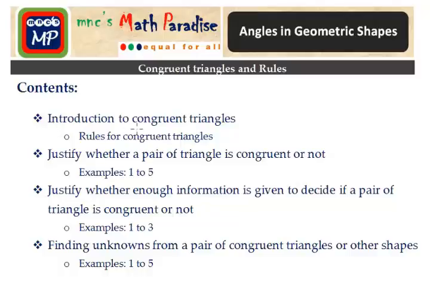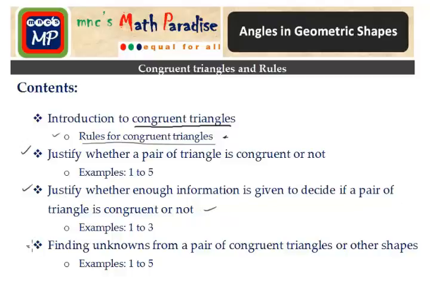Here we will first introduce what congruent triangles are and then learn the rules for congruent triangles. Using these rules, we will practice 5 examples to justify whether a pair of triangles is congruent or not. Then we will practice 3 examples to see whether enough information is given to decide if a given pair of triangles is congruent or not.